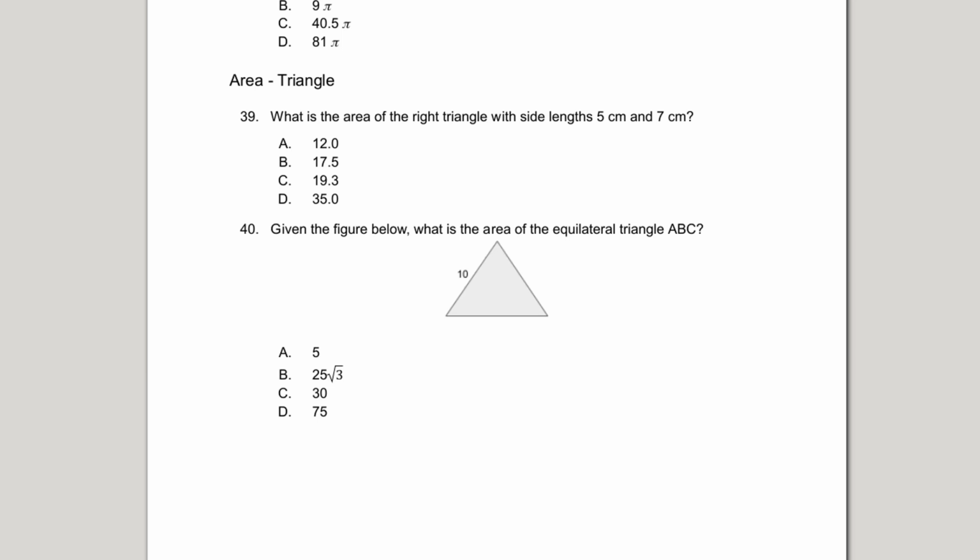Let's begin with question 39. We're in the area of a triangle section. What is the area of the right triangle with side lengths 5 and 7? So we have some key information here. We know it's a right triangle with side lengths.